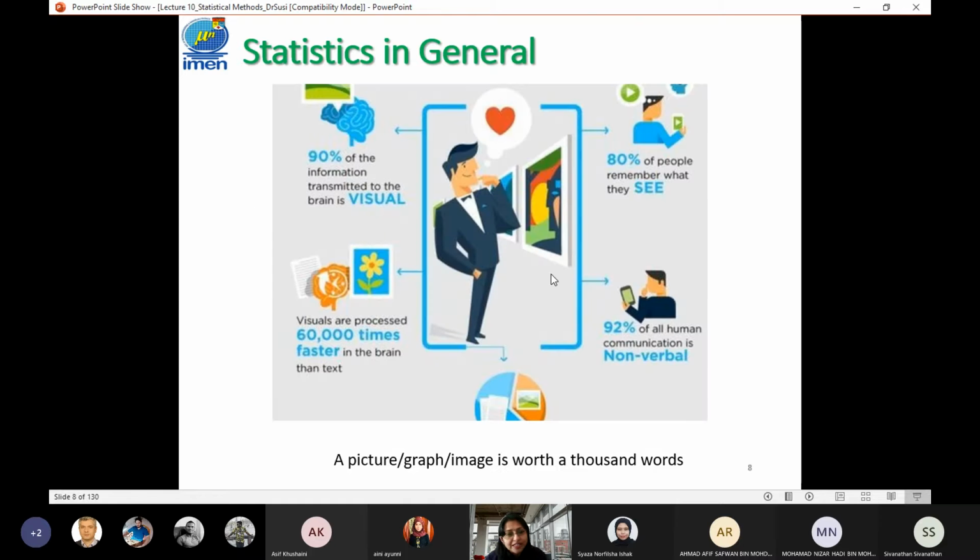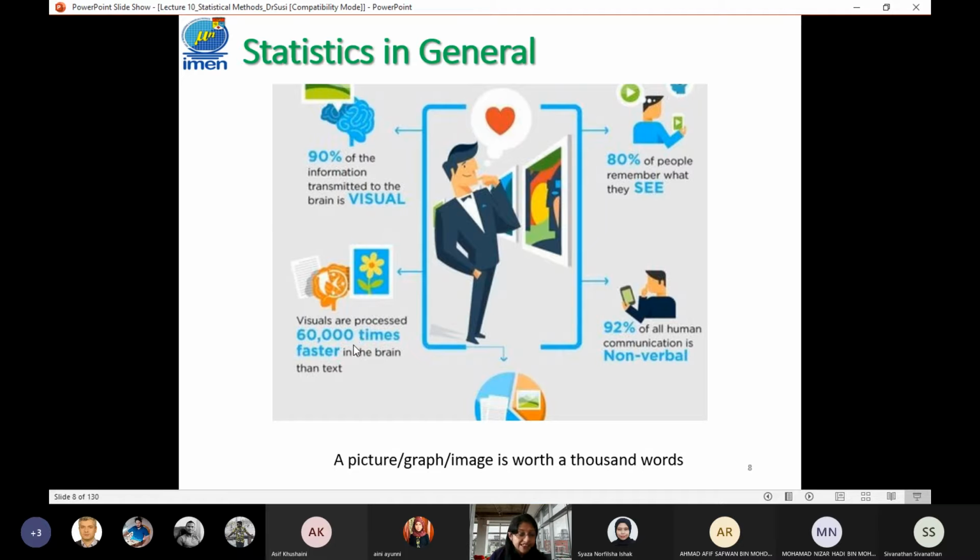So you have all this data from your research. They say that a picture or a graph or an image is worth 1,000 words. So you take that data and put it into a figure, a graph, or a histogram and so forth. Why is an image worth 1,000 words? Because 90% of the information transmitted to the brain is visual. So if you put in a picture, people can absorb more information than with text or just raw data.